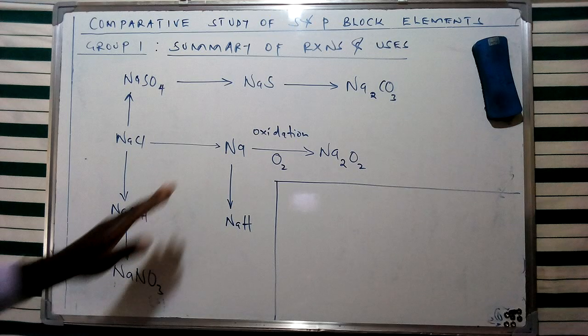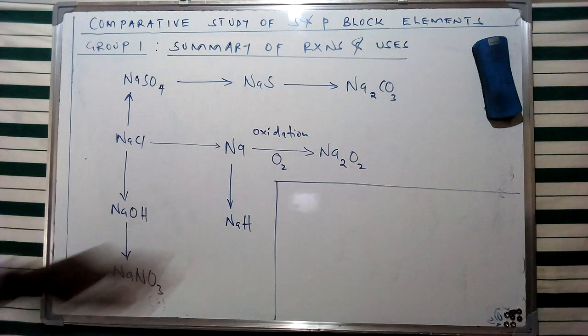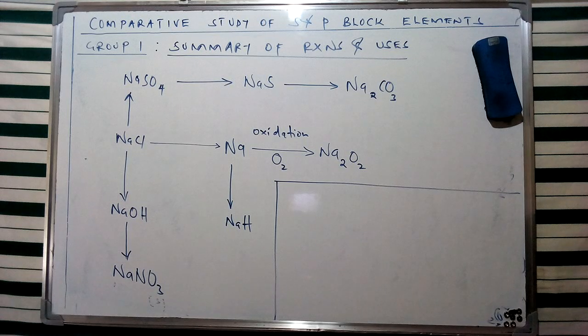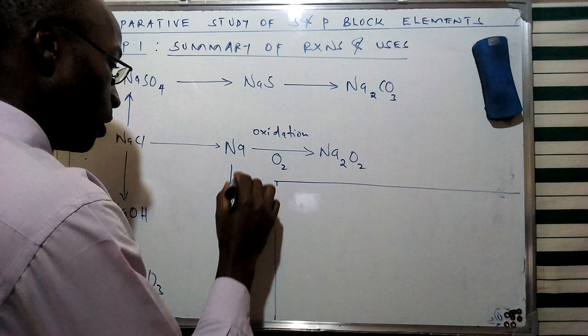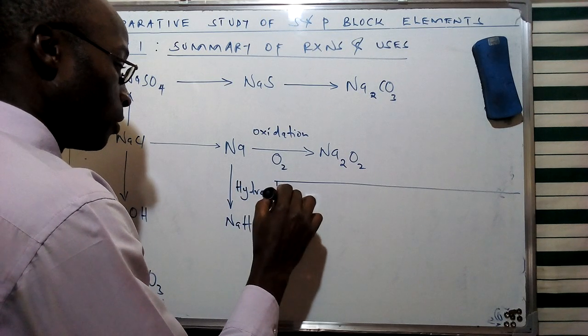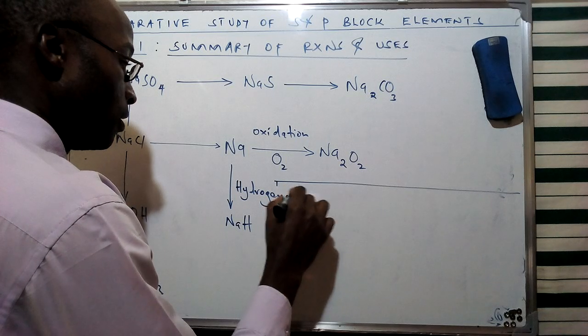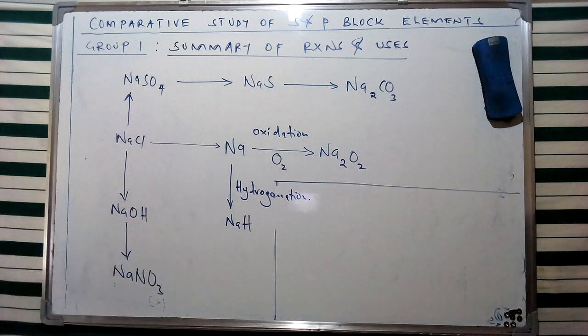In this particular case, this arrow is indicating the final product. If we perform a process of hydrogenation, we're going to obtain sodium hydride. So this is going to be a hydrogenation process. The combination of hydrogen and sodium is going to result in the formation of sodium hydride.